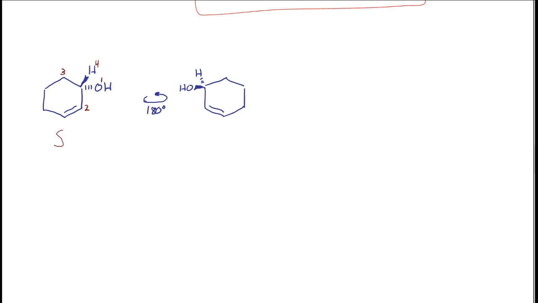We don't get the mirror image. We're not taking the mirror image. We're flipping it. The mirror image would be the opposite. And then we can do our priorities again. 1, 2, 3, 4. And you can see 1 to 2 to 3 is a left turn. So it's still S. So either way you do it, it works.